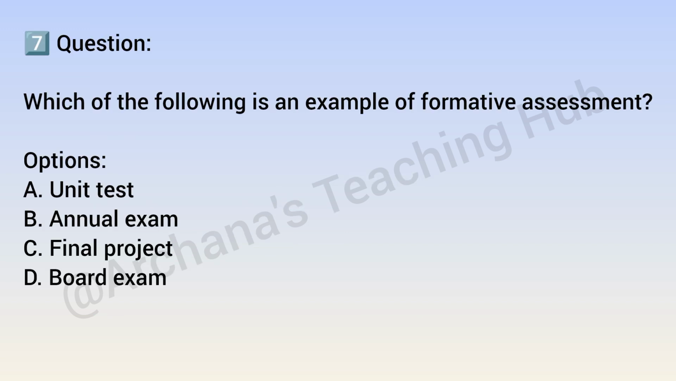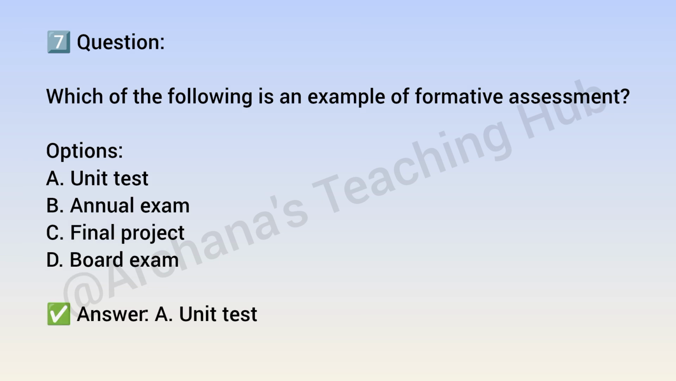Question number 7. Which of the following is an example of formative assessment? Options: A, unit test; B, annual exam; C, final project; and D, board exam. Answer is A, unit test. Others are summative evaluation. Formative assessment happens during learning, like a quiz or class test. It helps both teachers and students improve before the final exam.